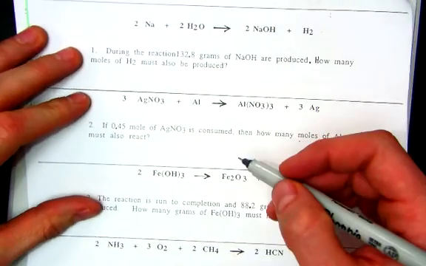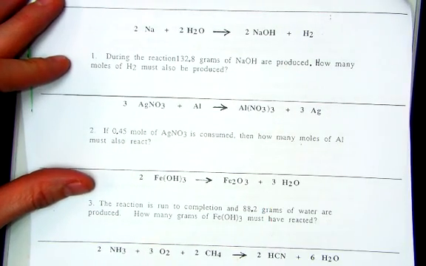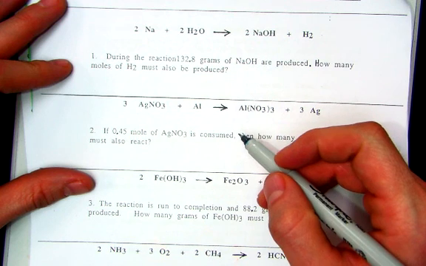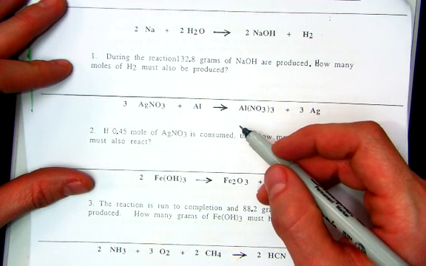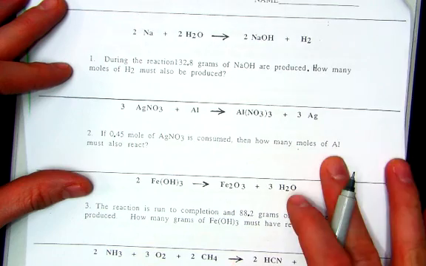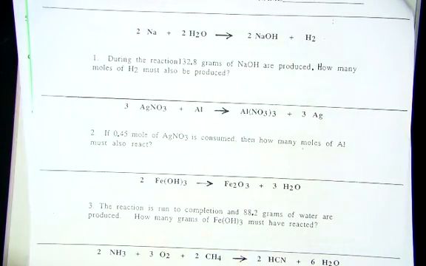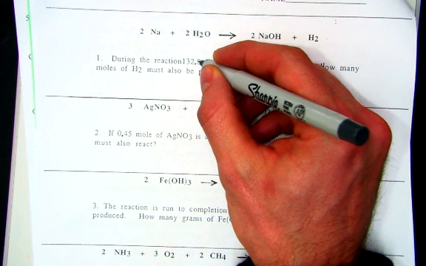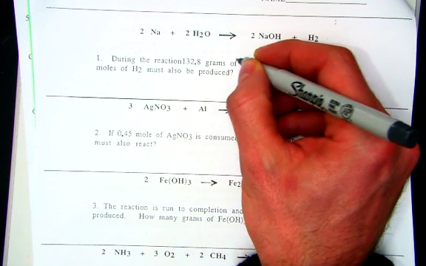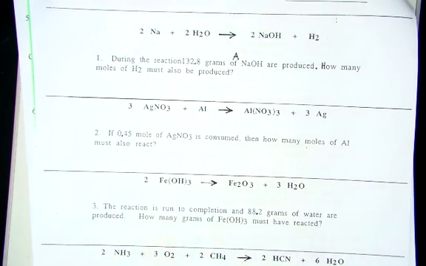On this problem, we're going to have Dan read this one off. During the reaction, 132.8 grams of NaOH are produced. How many moles of H2 must also be produced? All right, since I have 132.8 grams of NaOH, that's going to be my substance A. So I'm going to put a little A next to it because that's what's given.